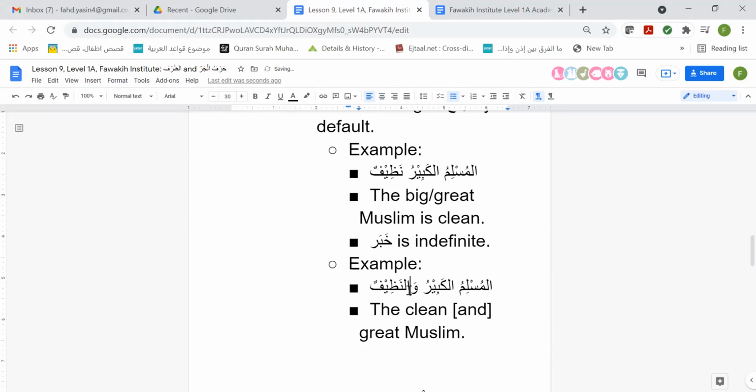That's fine. But I don't want to, because that is a separate grammar rule that's for another time. And I don't want to introduce grammar rules you haven't studied yet, because it'll just be too much, right? I'd rather focus on what we're focusing on now. The point of putting "and" is that for translation purposes, you can tweak it like that. In Arabic, though, you don't have to put an "and" or a waw. This is fine in and of itself. But notice how we're saying the clean and great Muslim. The clean is an adjective and great is an adjective for Muslim.